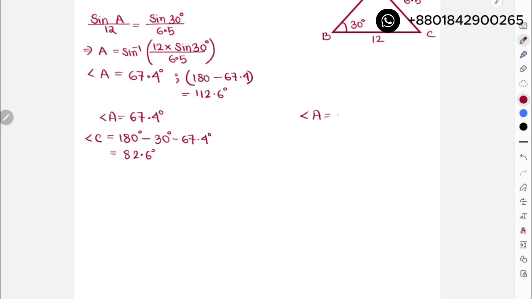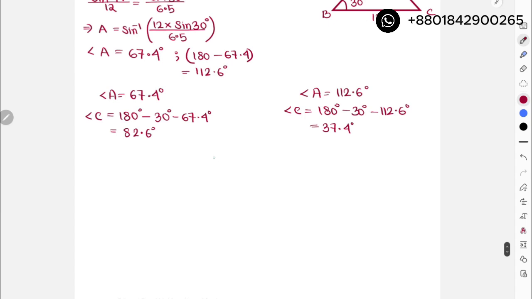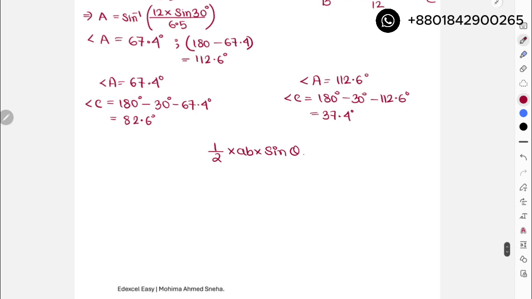Another angle A is 112.6 degrees. So then again angle C becomes 180 minus 30 minus 112.6, which leaves you with 37.4 degrees. Now in order to find the smallest area, you have to understand that the formula I'm going to use is half AB sine theta. In that reference, which of the sine thetas is going to give you the smallest value? You'll only carry on the working for that.